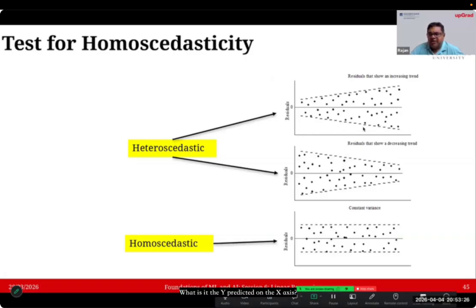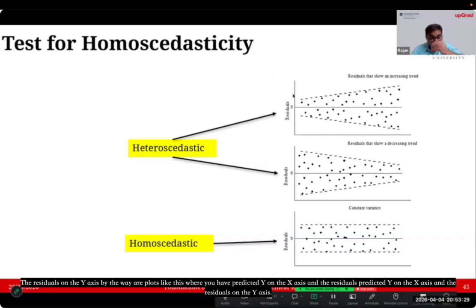So here I substitute predicted Y on the x-axis. The logarithm of odds becomes the y-axis residuals. By the way, plots like this, where you have predicted Y on the x-axis and the residuals on the y-axis, are used here.